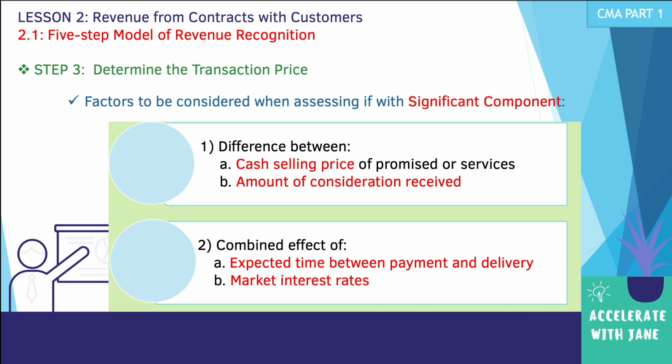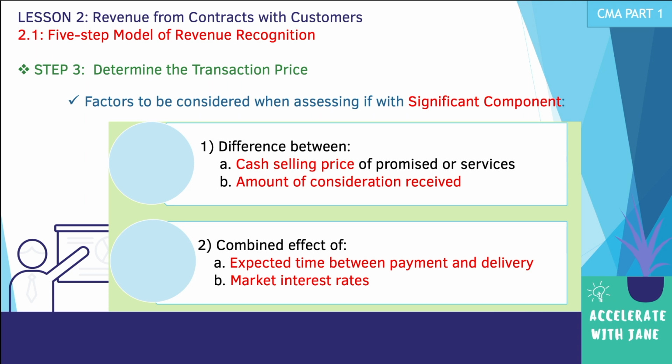So for example, if a cell phone is bought on installment basis, say the cash selling price of the cell phone is 100, and the installment is 25 for 5 months. So in 5 months, the amount there is already 125, right? The difference between the cash selling price if bought today, that is 100, and the total installment price of 125, the 25 there is the significant financing component. Okay, I hope that's clear.